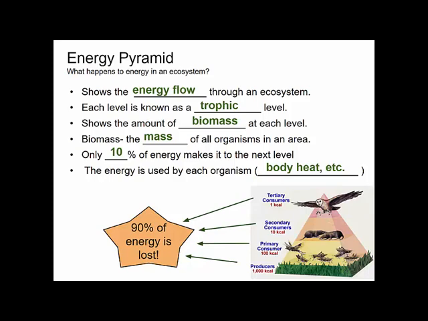So here's another example. Imagine this ecosystem. We have grass, crickets, moles, and owls. What would you find the least of? Owls. Right. And the most of the producers.